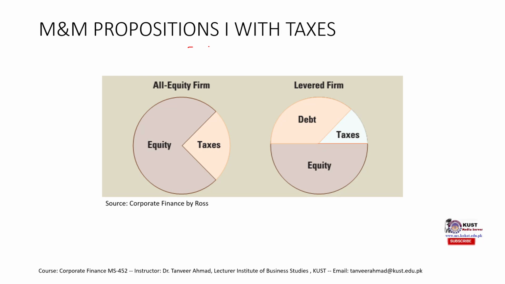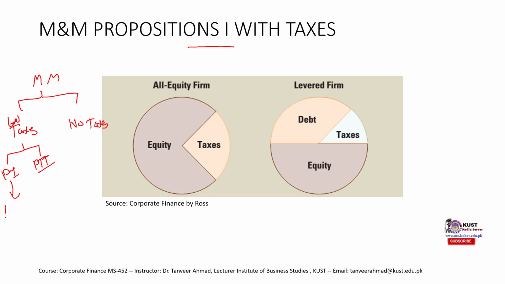Starting with proposition 1, remember proposition 1 in each case, whether it is with taxes or no taxes, let me demonstrate it over here. There are two theories. One is with taxes and the second one assumes that there are no taxes. There are two propositions, proposition 1 and proposition 2. Proposition 1 discusses the value of the firm, and proposition 2 talks about WACC and cost of equity.